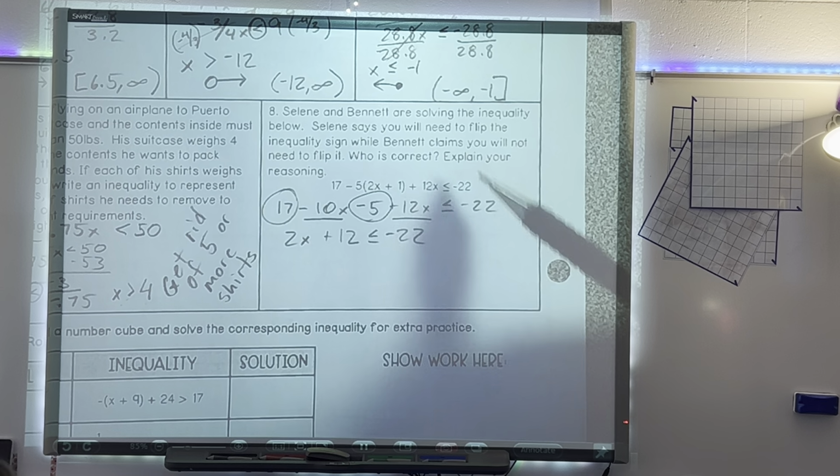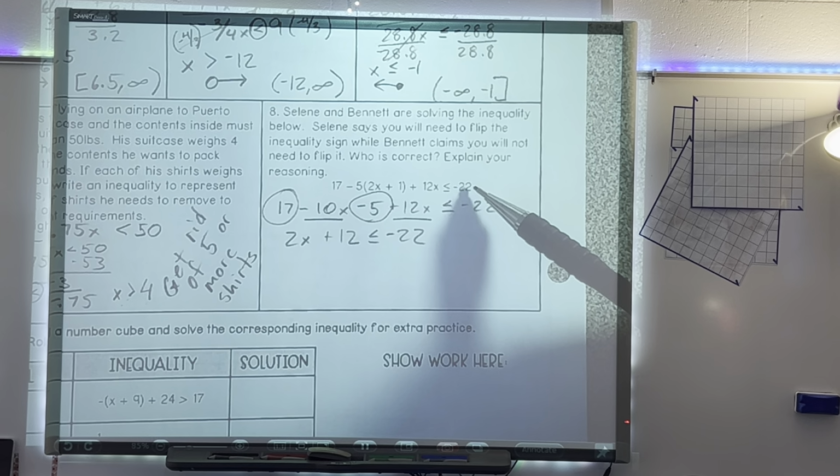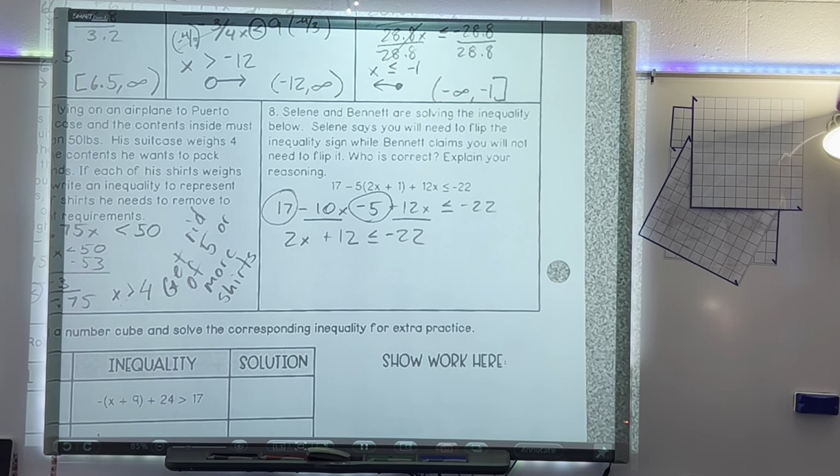Now, could we tell it from the beginning? From right here, am I gonna know? I don't have any idea, because I don't have just my x over there. But as soon as I get here, as long as x is on the left side, where we want it, I would not have to flip. Does that make sense to everybody?